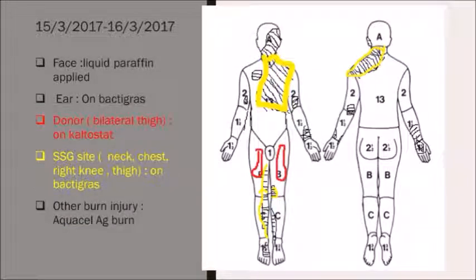On the 15th March, liquid paraffin was applied and the other wounds are still on dressing. The wound inspection for Catostat will be on day 5 and Baticrust on day 10.